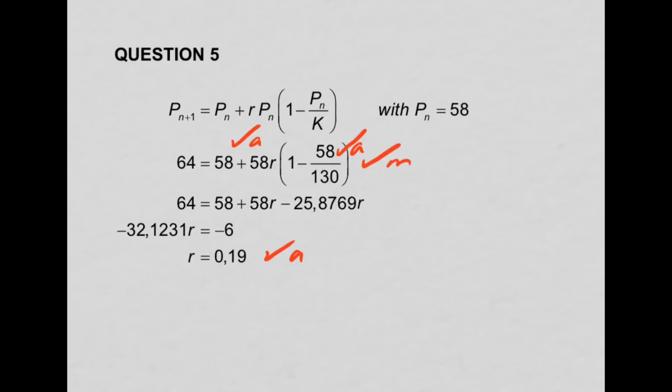Question 5 is straight substitution. A certain model has a carrying capacity of 130 and an initial population of 58. 1 cycle later, the population has reached 64. Calculate the intrinsic growth rate. Okay, so we start off with our general formula, and remember again, with Pn equals 58, substitute in our next population, 64. Our initial population now 58 plus 58R, we're solving for R. Straight into the formula on the formula sheet, into 1 minus our population over the carrying capacity, and solve for R, 0.19.